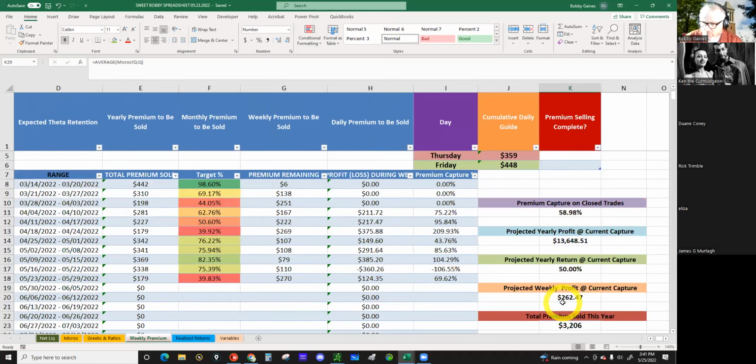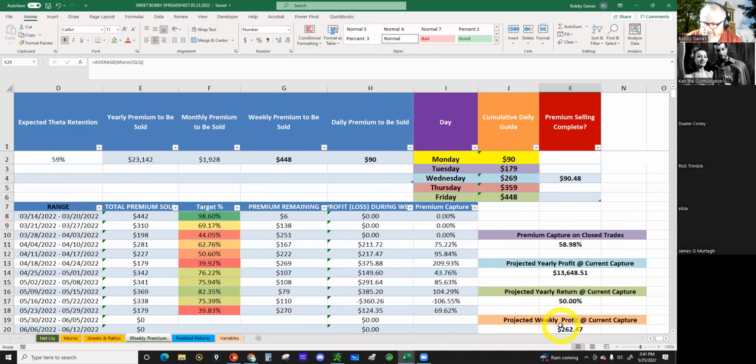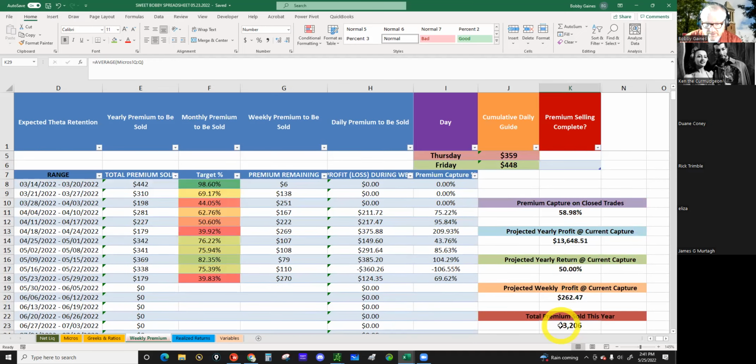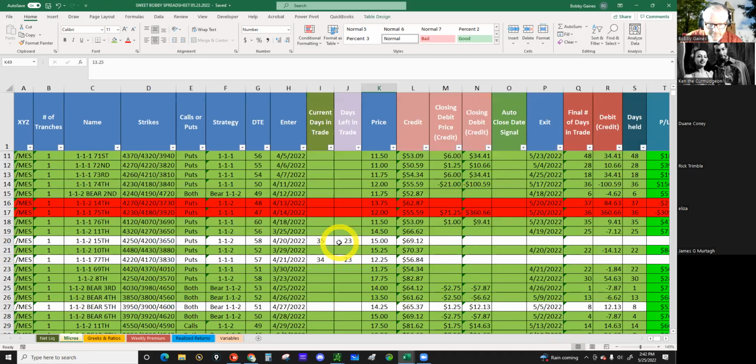So if something's not working after 21 days, you know, is this trade going against us? Is it not working? We need to put this on, you know. So let's go back and see.